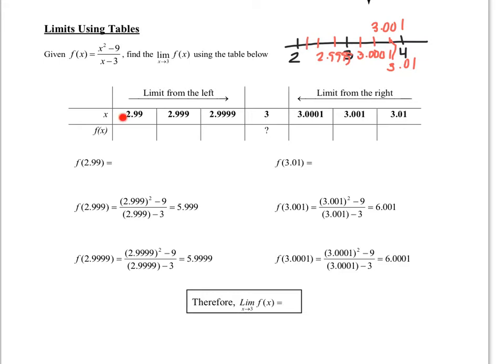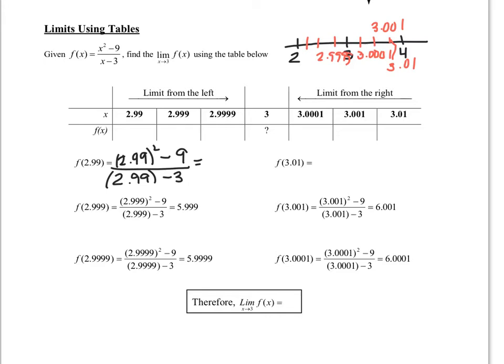So that's what I'm doing. I want to see what happens to the behavior when I get really close to 3 from the left and really close to 3 from the right. So I want to start by plugging an x value into this function. If I plug in 2.99 for every x, it's going to be 2.99 squared minus 9 over 2.99 minus 3. Alright, so what I'd like you to do now is plug this into the calculator using alpha y equals, and then hit resume when you're ready for the answer.